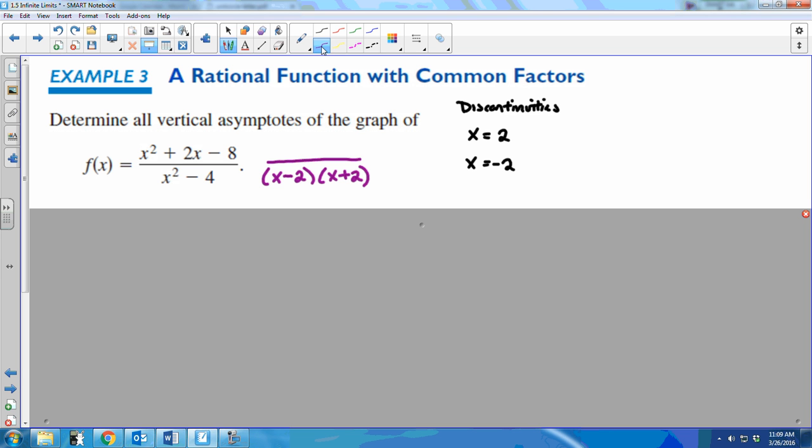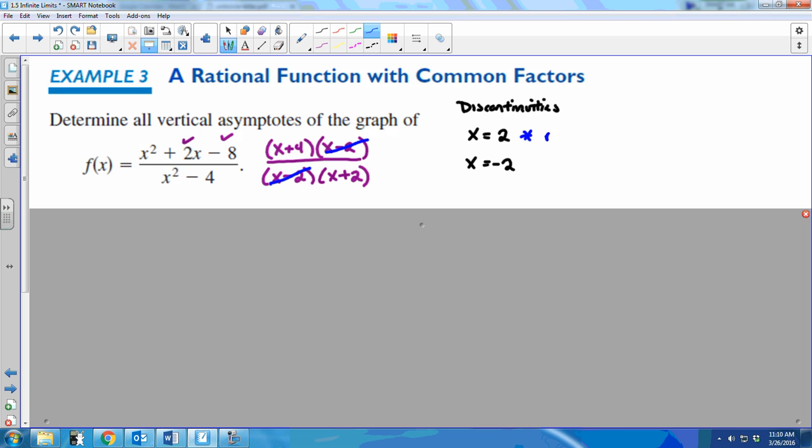So in the numerator, I'm looking for two numbers I can multiply to get negative 8 that add up to positive 2. X plus 4, x minus 2, right? 4 times negative 2 is negative 8, and 4 plus negative 2 is positive 2. So it looks like I can cancel out the x minus 2's, right? Well, those factors involved this discontinuity. When you put 2 in, you got 0.